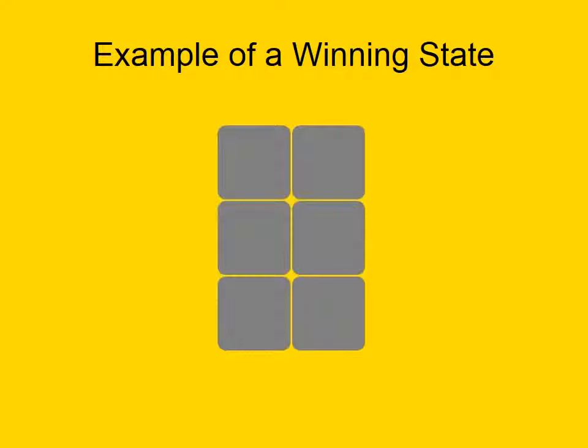This is an example of a winning state. By coloring any 2 times 2 square, the current player wins. Because after coloring the 2 times 2 square, both players can only color 1 times 1 squares. So the moves will look like this. The current player will color a 2 times 2 square here. Then the other player will color a 1 times 1 square here. And the current player will then color the 1 times 1 square here.